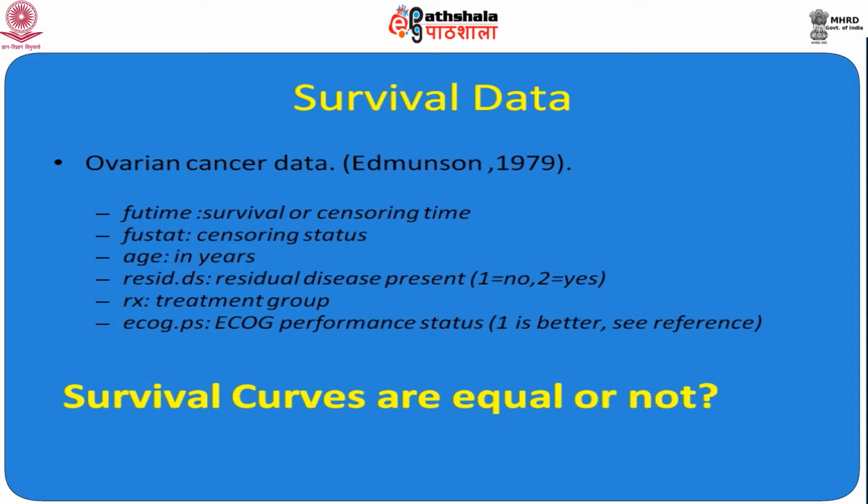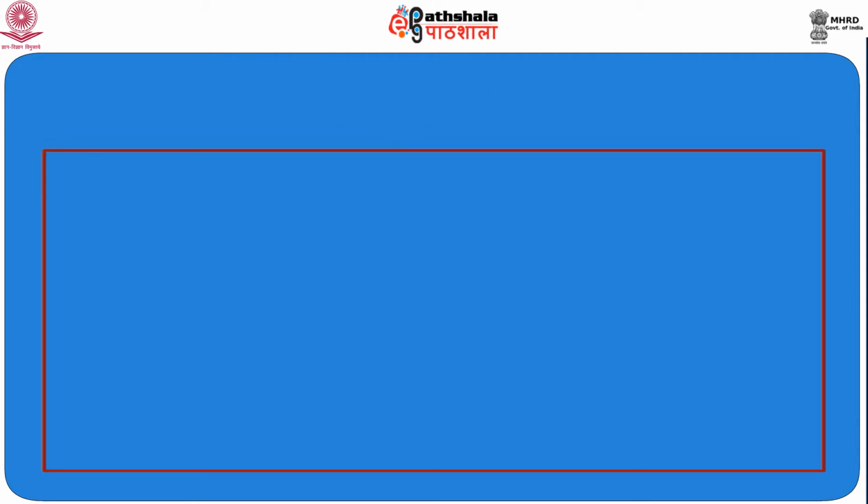So this is our hypothesis: the survival curves between two groups, that is, the treatment groups denoted by the variable Rx, have equal survival or not. That we will test and infer from this data set. Now let's come to how to call the data.